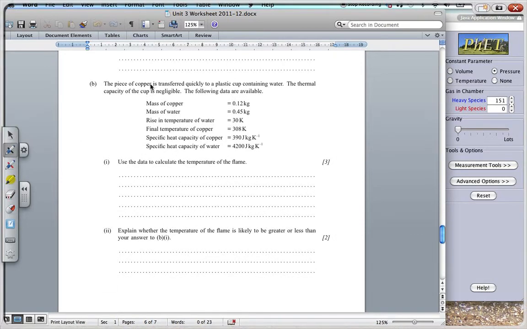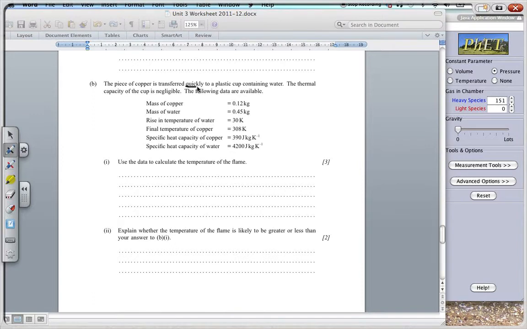Okay, so the piece of copper is transferred quickly to a plastic cup containing water. The thermal capacity of the cup is negligible, so I'm not going to worry about the cup itself. The following data is available. We've got the mass of the copper, the mass of the water, the rise in temperature of the water, the final temperature of the copper, the specific heat capacity of the copper, and the specific heat capacity of the water. So we have all of that.